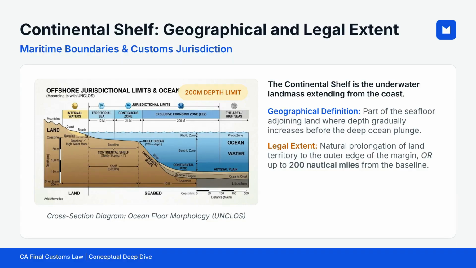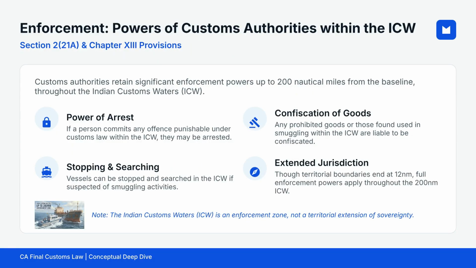Another important point is that the maximum depth of seawater over the continental shelf is generally considered around 200 meters. Understanding this concept helps in appreciating maritime jurisdiction and the broader framework within which customs and other maritime laws operate. Customs authorities enjoy extensive powers throughout Indian customs waters.